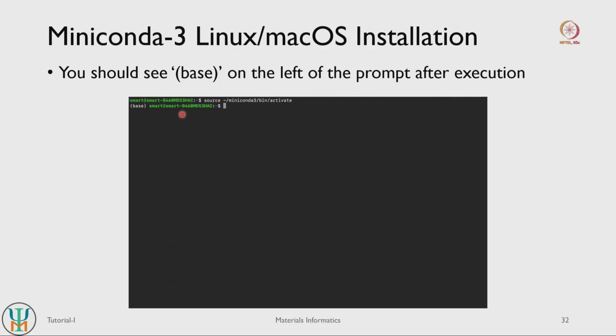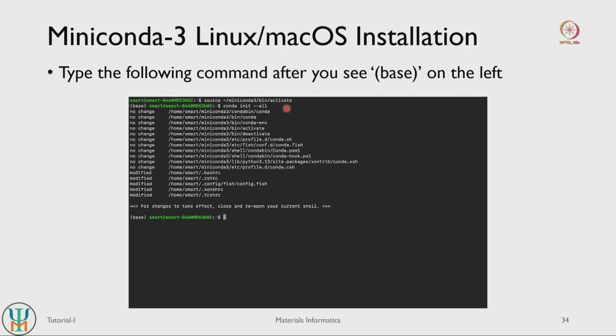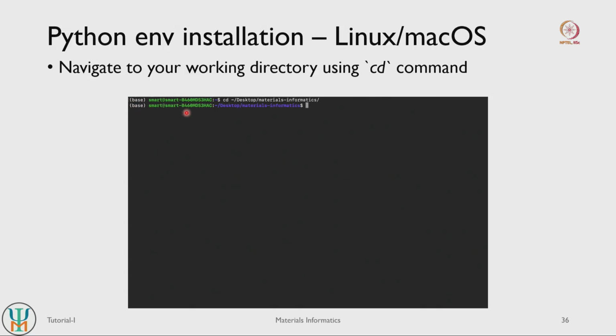Now we need to navigate to the working directory. But before navigating to the working directory, you can type conda init --all and execute this. You will see some changes like this, and after you execute this, again just close the terminal and reopen it. As soon as you reopen your terminal now, you should see the letters base to the left of your command prompt like this.